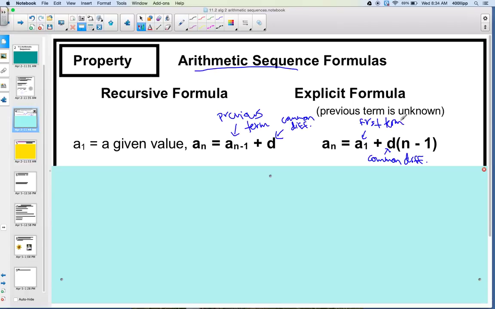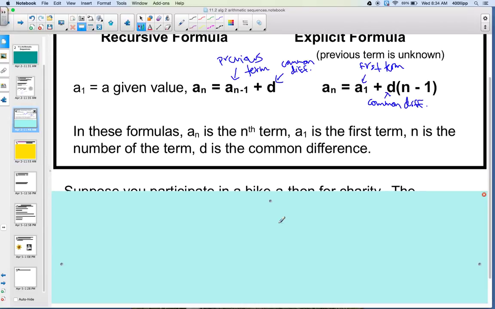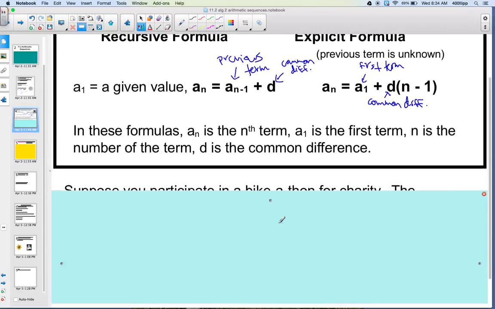And then n is whatever term you're trying to find. And that's the explicit formula for an arithmetic sequence. Okay, so let's take a look here. We can use one for this problem.